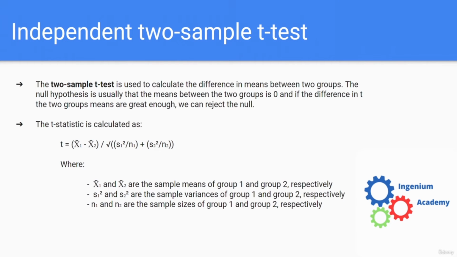So we have our two groups, right? We have our two random samples, and we're going to calculate our test statistic by first taking the difference in means between the two groups and then dividing by the square root of the first group's variance divided by its sample size plus the second group's variance divided by its sample size, all under the square root right here. And then that's going to be our test statistic.